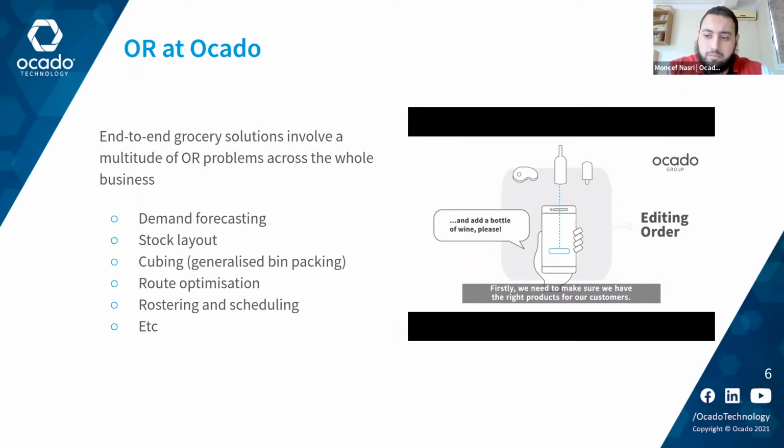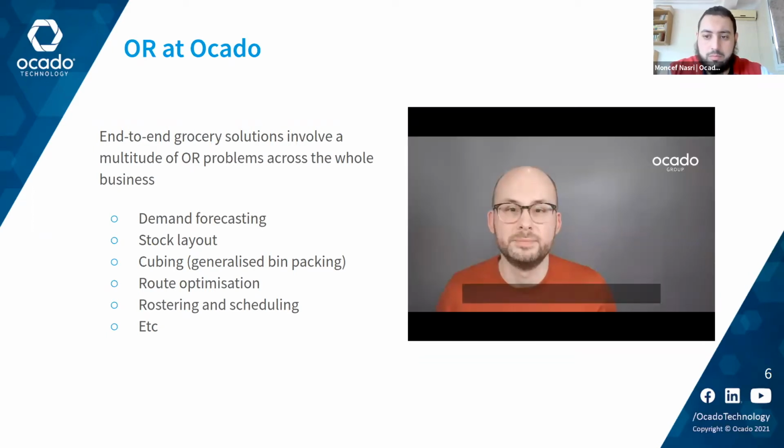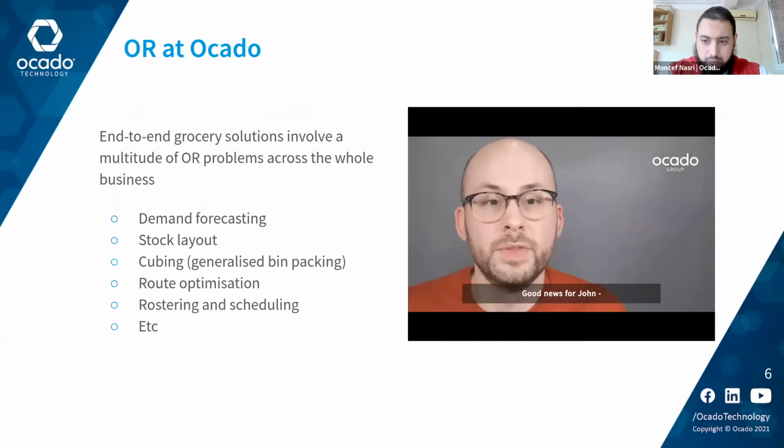Firstly, we need to make sure we have the right products for our customers. Behind the scenes, our forecasting models predict demand in real time. They know exactly what's on our shelves, when new stock will be arriving, and which supplier orders can still be modified. Whatever changes John makes, he, like other customers, will expect to receive over 99% of his order exactly as he placed it. Good news for John, we can adjust one of our incoming supplier orders so that everything he wants is in stock.